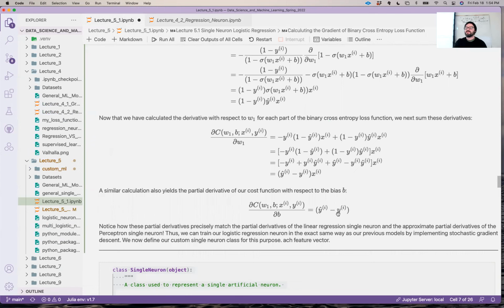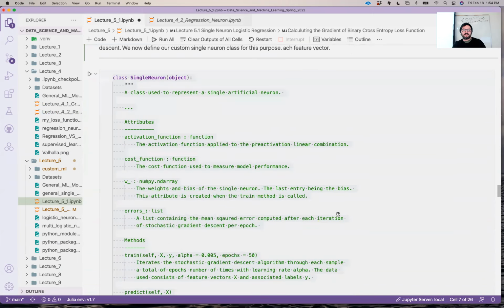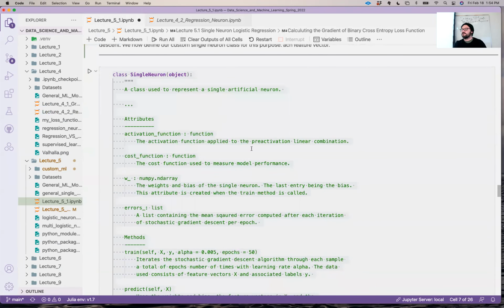That means that the single neuron class, the Python object that we made for the linear regression model, the perceptron and logistic regression, the update rules are the same for all three models, right? The stochastic gradient descent can be implemented the same. So noting that, I make a single neuron object again.